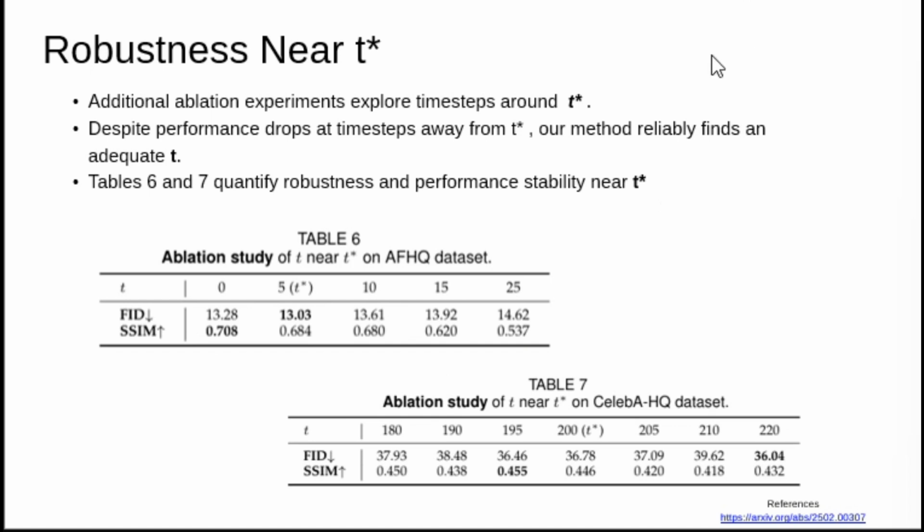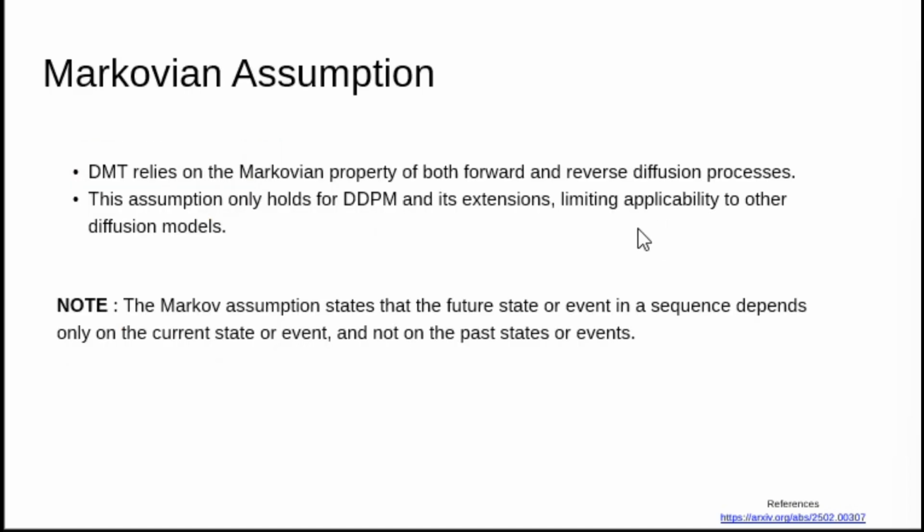Now, no model is perfect, and the same applies to our DMT. Going to the limitations of DMT, the first limitation is the Markovian structure. It assumes the Markovian property, so it is applicable with DDPM or similar models, in both the forward and reverse diffusion processes. What is the Markov assumption? It states that the future state or event in the sequence depends only on the current state and not on past states. Basically, it forms the next image based just on the present image, not considering what happened in the past.